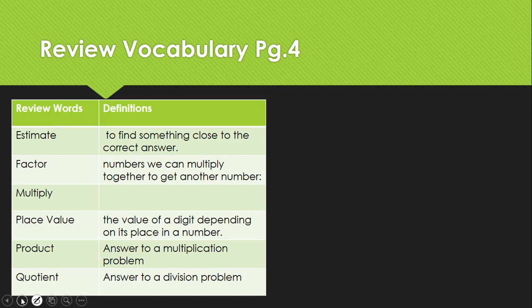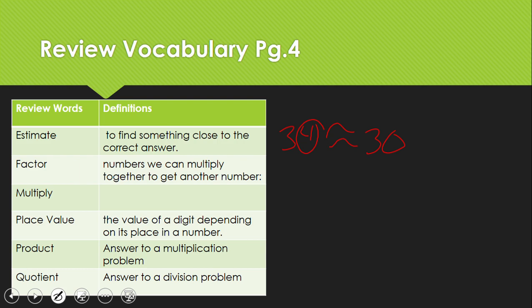So we're going to go ahead and look at estimate. Estimate is to find something close to the correct answer. So we're going to do an example here. Let's say we have 34, and you want to estimate it to the nearest tens. So you would write 30, okay? And we know this because if it's less than 5, then you round down. If it's more than 5, you round up. And there's lots of sayings to help you figure that out.